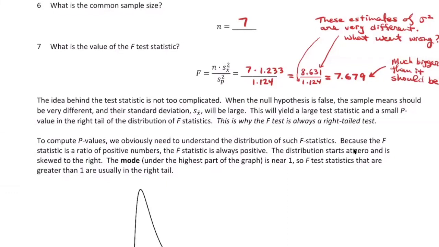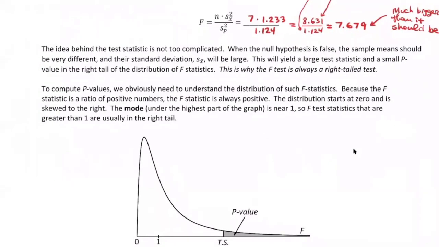Okay, let's read this. It says the idea behind the test statistic is not too complicated. Well, you can be the judge of that. When the null hypothesis is false, the sample means should be very different, like ours apparently are, and their standard deviation will be large, like ours is. Remember, that's this number right here. It's coming out too big, and that's why the numerator is coming out so much bigger than the denominator. This will yield a large test statistic and a small p-value in the right tail of the distribution of F statistics. This is why the F test is always a right-tailed test. Okay, make sure you see that.